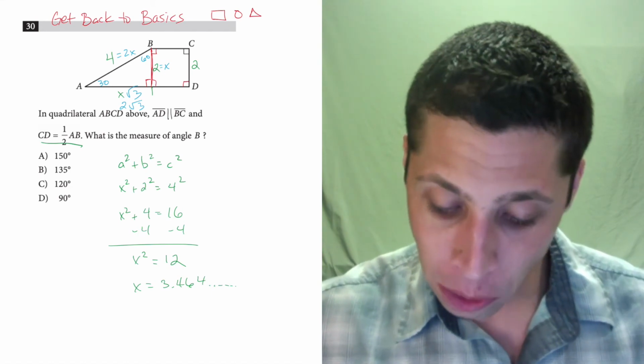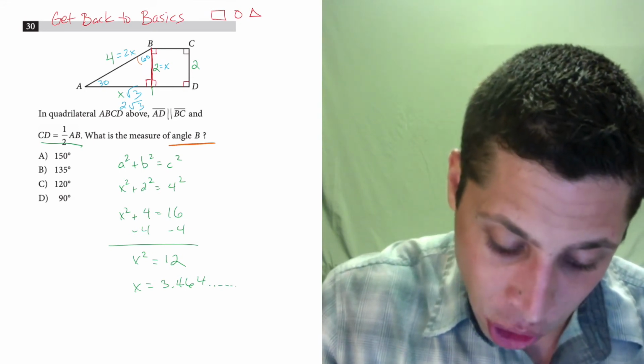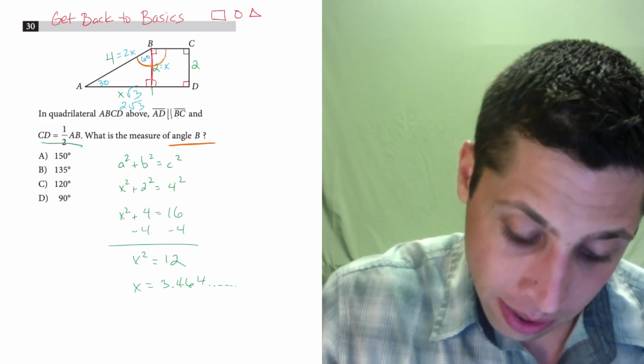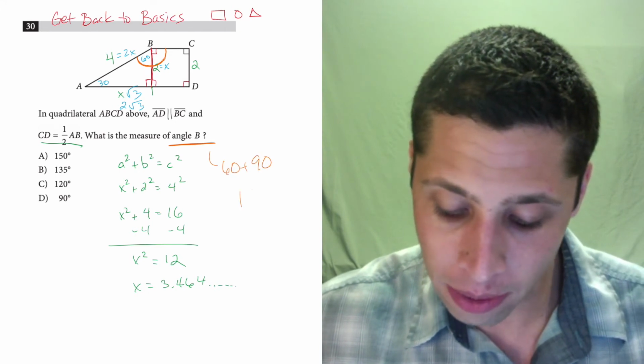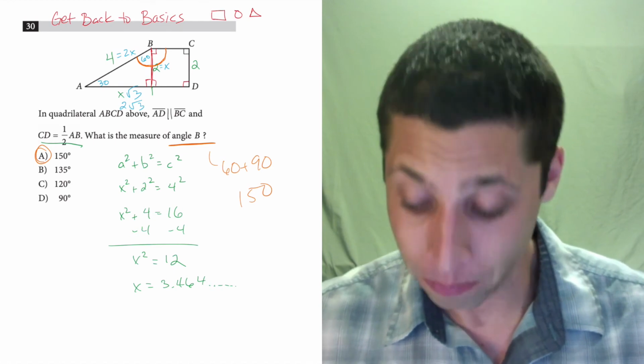We've got to also be careful what they're asking for. They're asking for angle B. Angle B is not just this 60. It's this 60 plus the 90. So 60 plus 90 is 150, which is choice A, which is the answer.